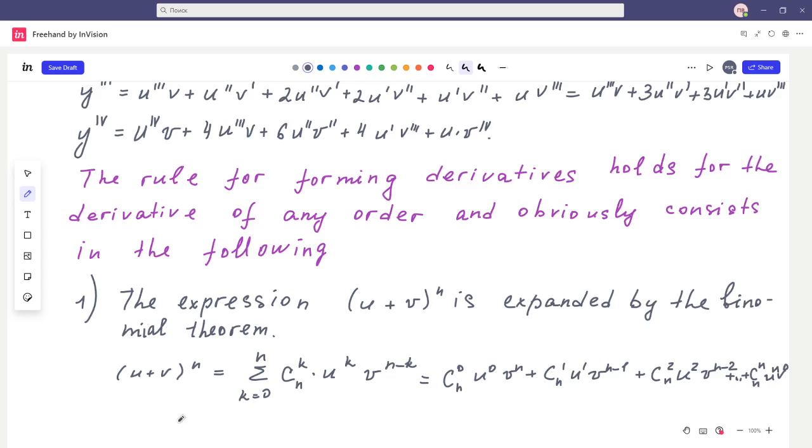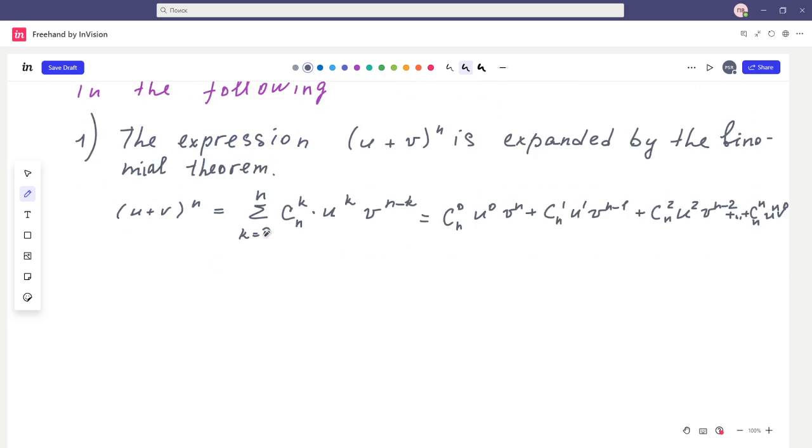And in the expansion obtained, the exponents of the powers of u and v are replaced by indices that are the order of the derivatives, and the zero powers in the terms of the expansion are replaced by the functions themselves. This is step 2. Write it down.